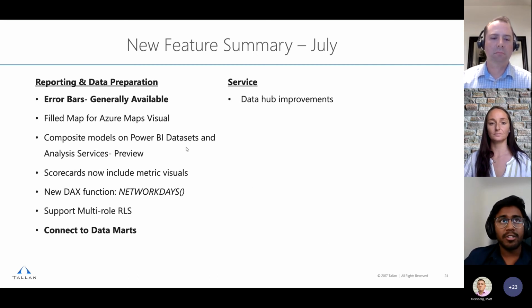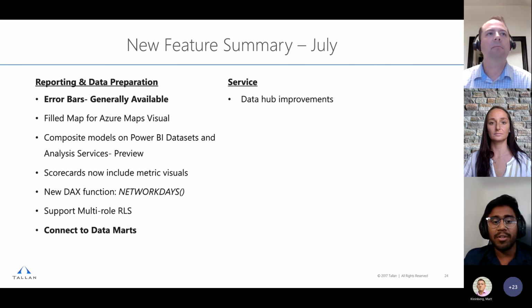For the composite models on the Power BI datasets and analysis, this is still a preview feature. So it's not 100% generally available yet, but it's out in its testing process. It basically allows you to create a composite model that lets you set different dynamic M query parameters. This will help users use filters and slicers to set values for these M queries for further analysis. And this could prove to be a very useful tool.